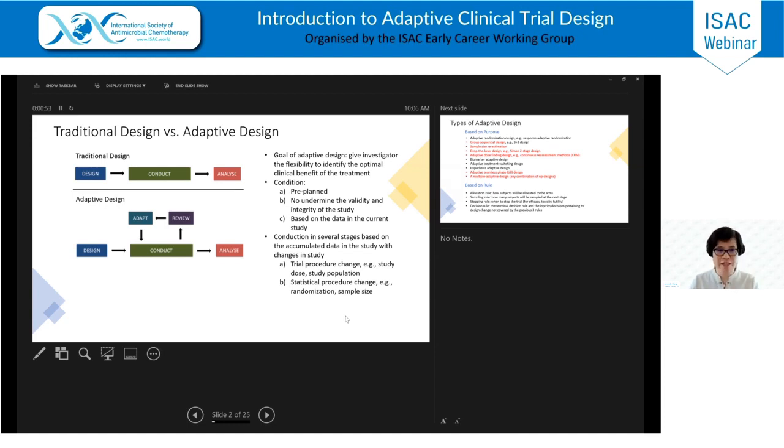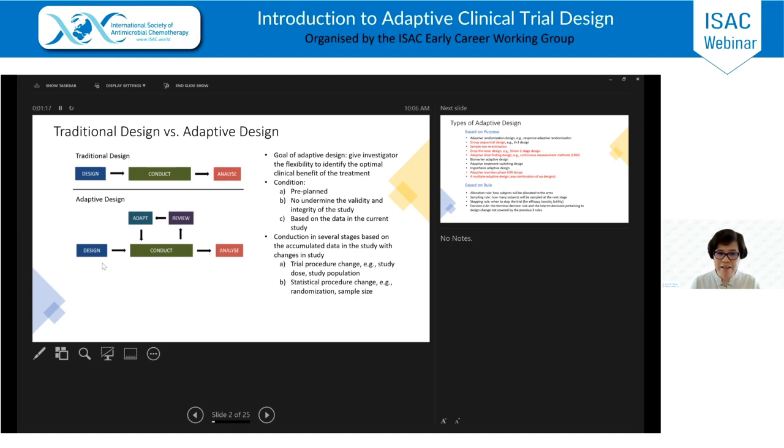Sorry, I have a cold, so I have a hoarse voice. Please bear with me. So for the traditional design, we know you have the plan, then you design your trial, and then go to the conduct. Then the database locks. Then you do the analysis. So this is the traditional design.